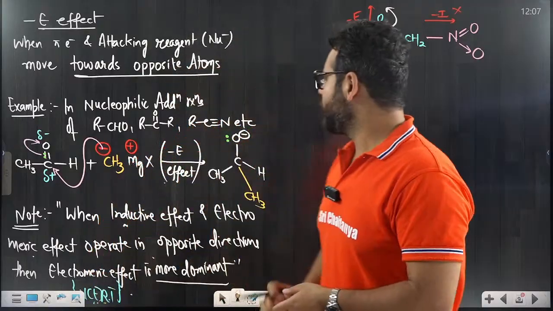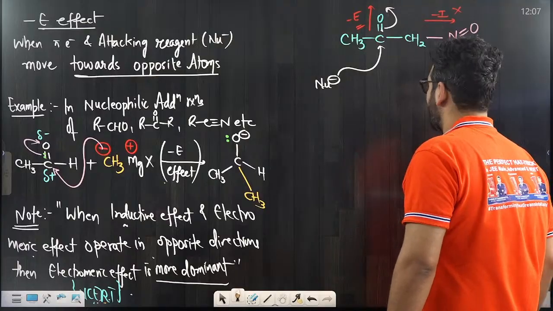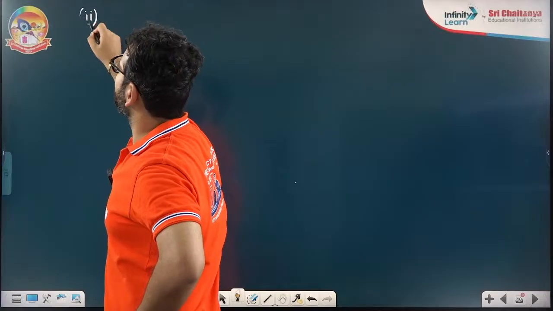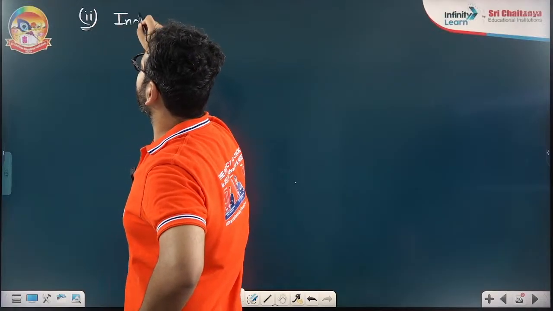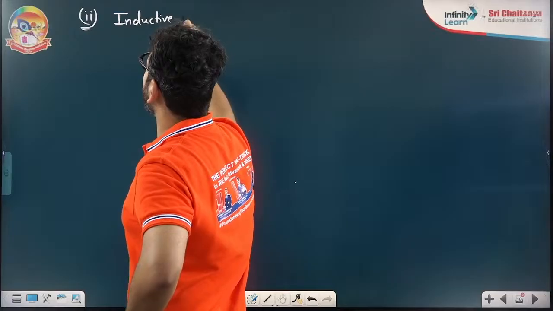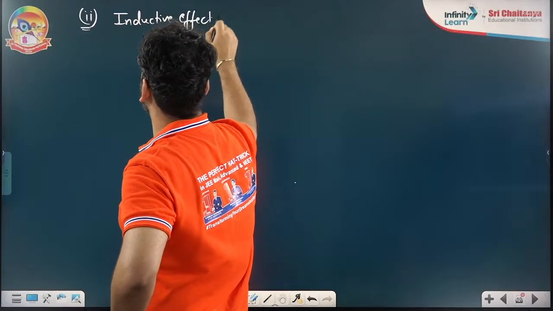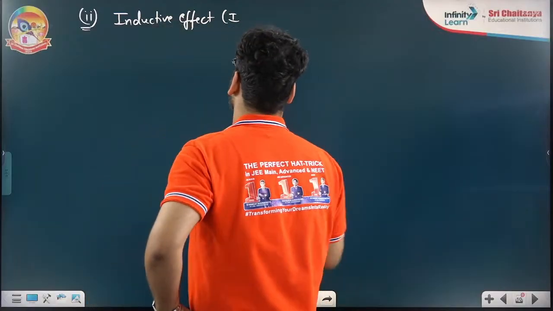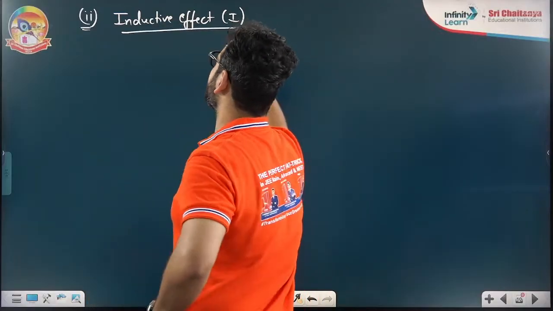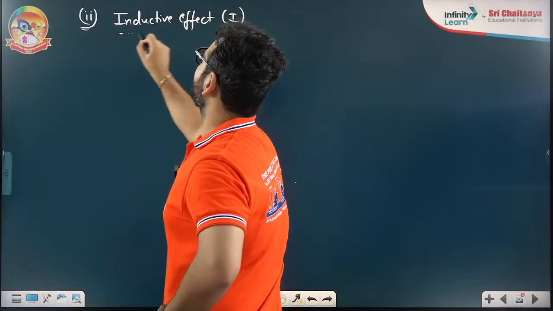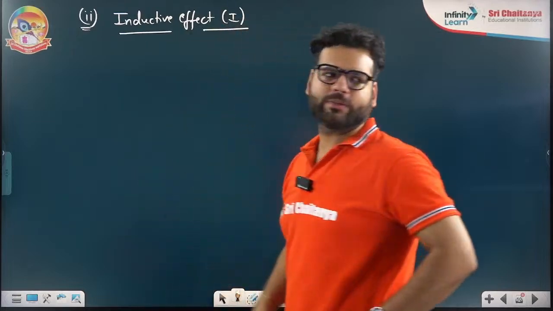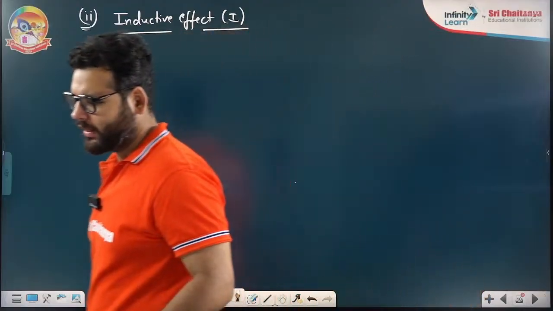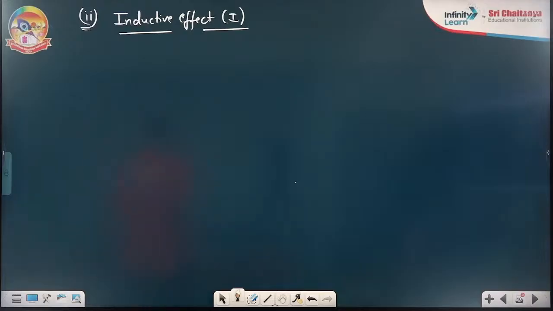Now we'll move on to the second effect, which is going to be the permanent effect, inductive effect, or I effect. All the effects that we have written, all four are of two types, plus and minus. Like we have studied plus E minus E, same way there is plus I minus I, plus M minus M and plus H minus H.